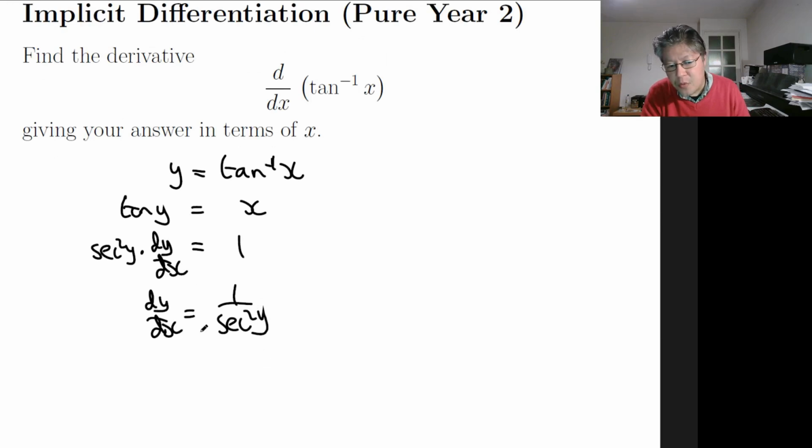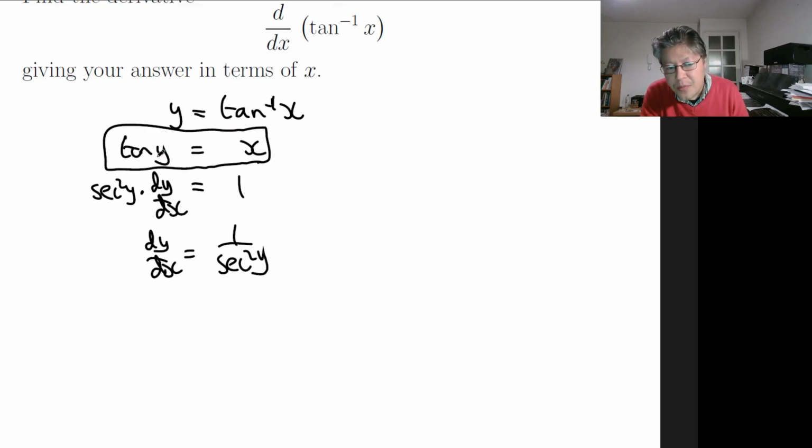There are several methods for that. One method we'll be using is triangles. We're going to make a triangle out of this original equation. So here we have tan y equals x, and let's make a triangle. The angle is y, so that goes over here.